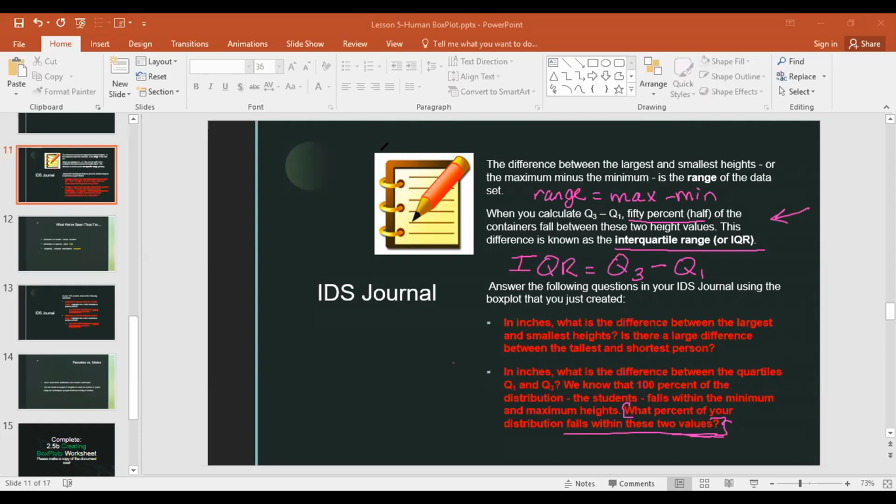So make sure you get this down for notes, this bit right here, and then answer your questions in your journal. I'm going to give you guys 3 minutes to do this.